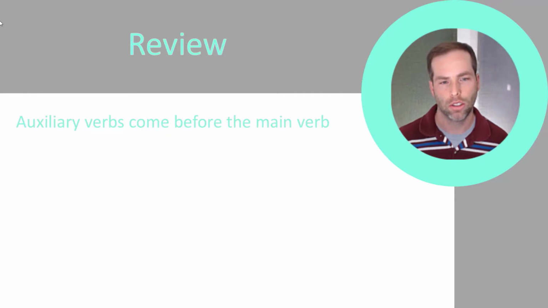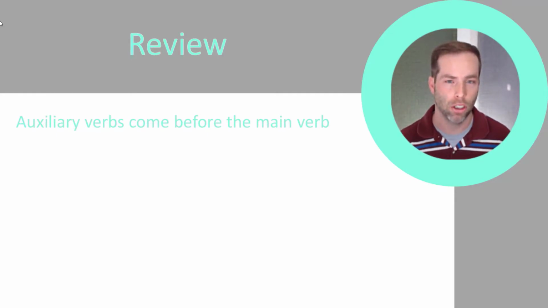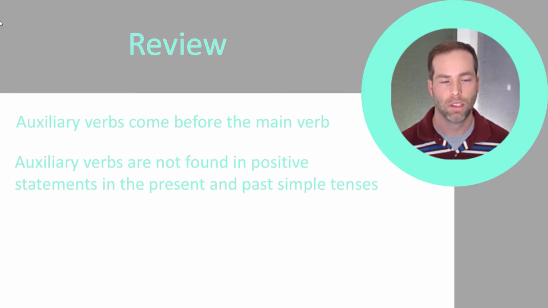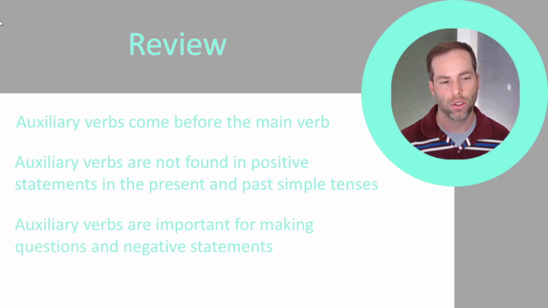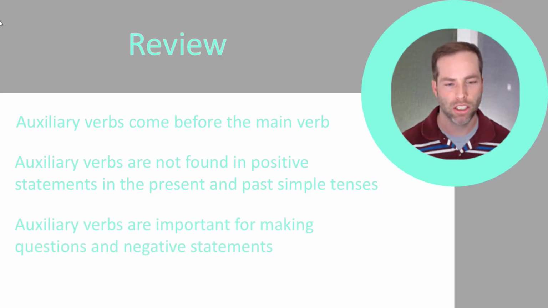So let's review some of the things that we've learned about auxiliary verbs. First of all, auxiliary verbs come before the main verb, and there might be one auxiliary verb or there might be 3 or 4 auxiliary verbs. Secondly, auxiliary verbs are not found in positive statements in the present simple tense or in the past simple tense. And thirdly, auxiliary verbs are important for making questions and negative statements. We will talk more about this in a different video.